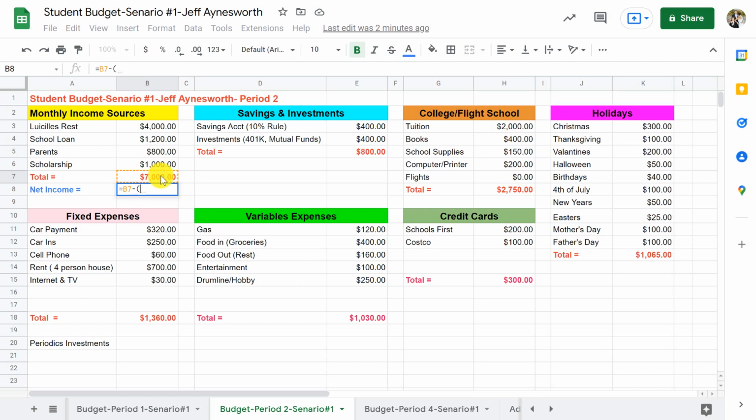What's left over is called the net income. Okay, so I'm going to start off with the savings. Click on 800 in the savings. You don't type in 800 in formulas, you always click on the cell. Now hit the plus sign.